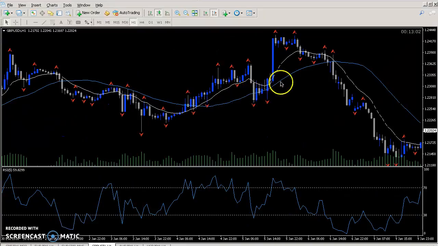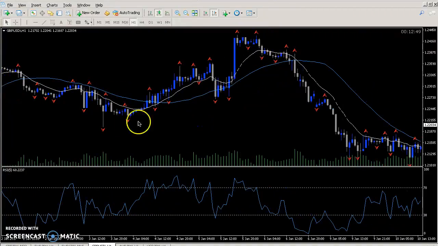Right here, we're in an uptrend. Why? Because the 13 EMA prices are above this 13 EMA, and they're definitely above this 34. We're in an uptrend. Plain and simple.